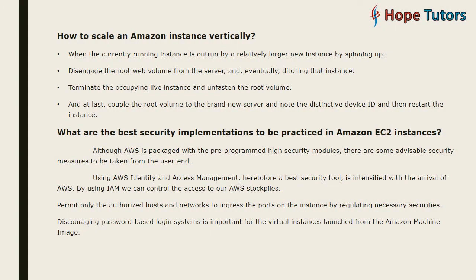How to scale an Amazon instance vertically? When the currently running instance is outrun by a relatively larger new instance, spin up the new one, disengage the root web volume from the server, and eventually ditch that instance. Terminate the occupying live instance and unfasten the root volume. And at last, couple the root volume to the brand new server and note the distinctive device ID.